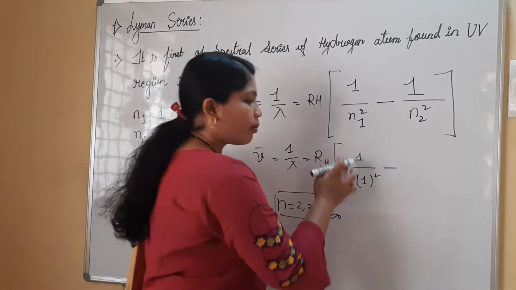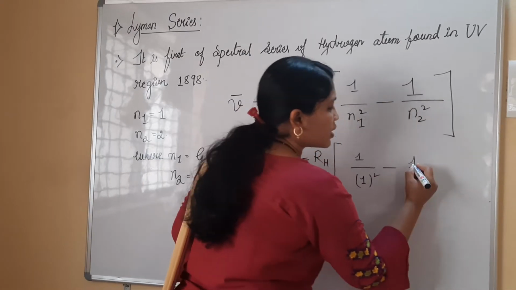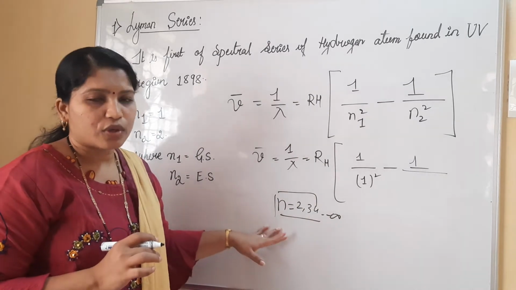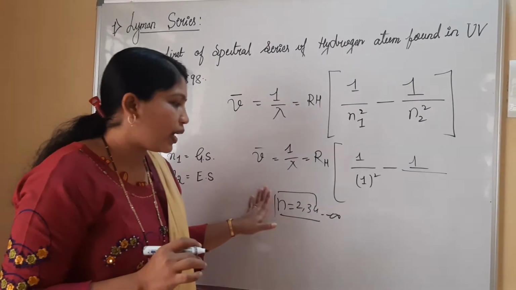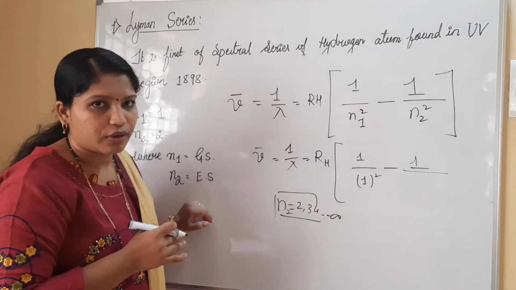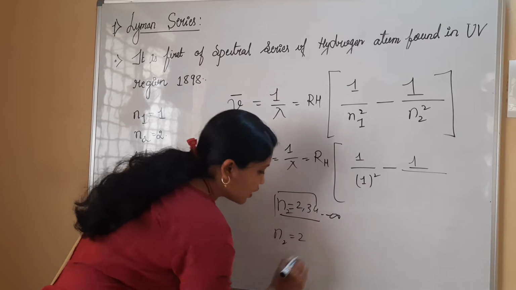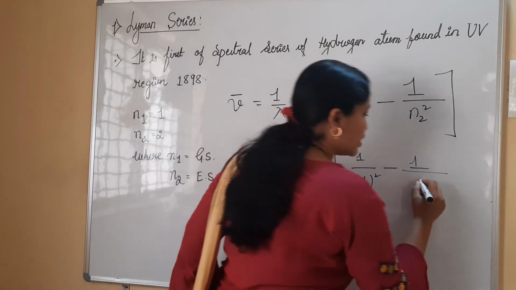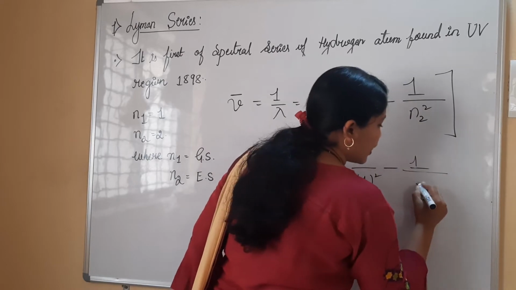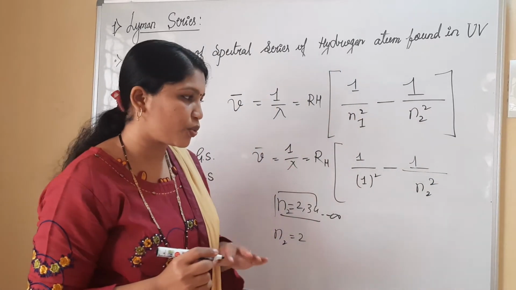Okay, so 1 by 1 square minus 1 by n2 square. I will be considering the n2 value. The n2 value must be given to us. Based on the n2 value given to us, we can calculate the wave number. So if the n2 value is given as 2, then I must consider it as 2 square, or directly I can also write it as n2 square. Don't get confused with this one.